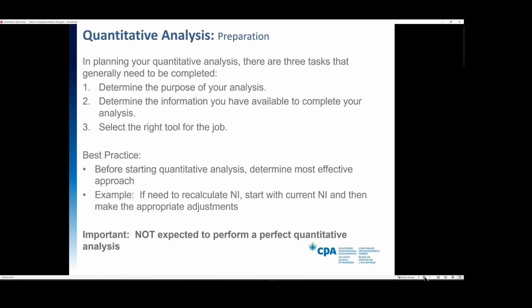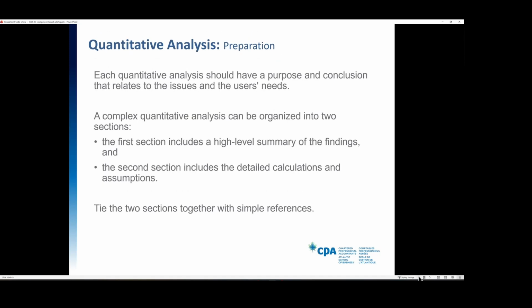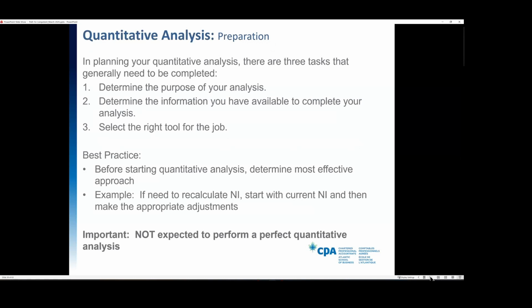A common example is, say that you were asked to calculate business income. In your top section you might have just one line for the total deductions, one line for the total add backs. But in your second section, you're going to have each of these items individually laid out. That way, your analysis is very easy to follow.